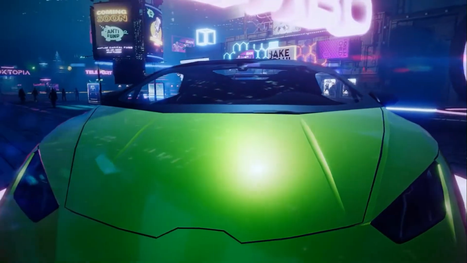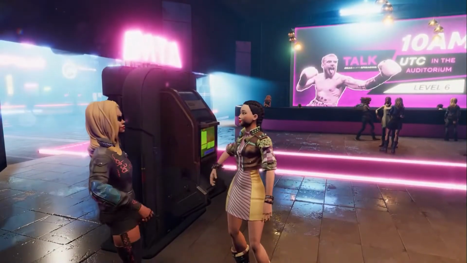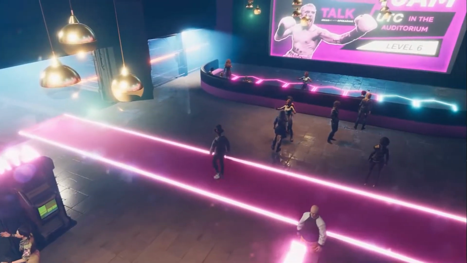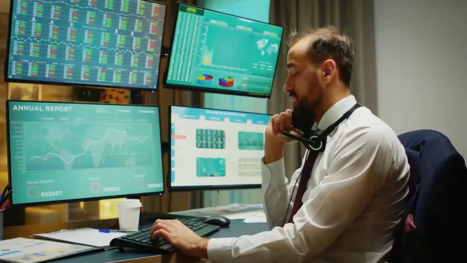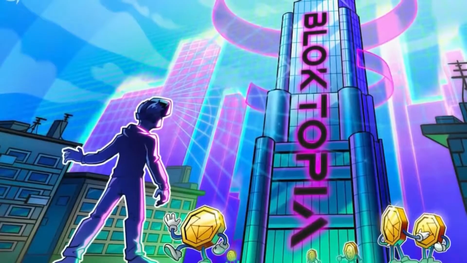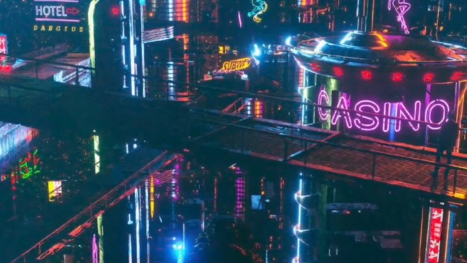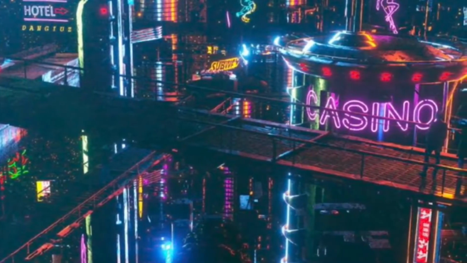So yes, Bloktopia on its own is a great project, and with this new development and its roadmap almost complete, we can't wait to see what else they have in store. Moreover, it's a well-known fact that metaverse projects are huge in today's time. Most metaverse projects take a year on average to hit their highest potential.